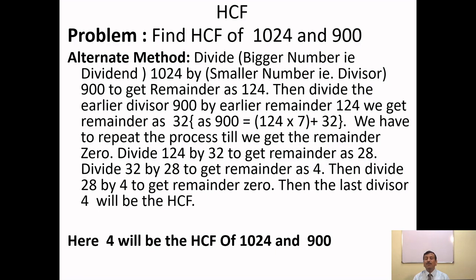So divide 124 by 32 to get the remainder 28. Then divide 32 by 28 to get the remainder as 4. And then divide 28 by 4 to get the remainder 0. Then the last divisor 4 will be the highest common factor. Here 4 will be the HCF of 1024 and 900.